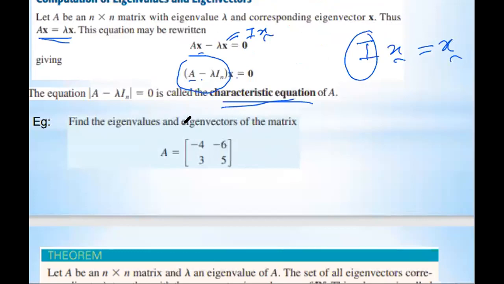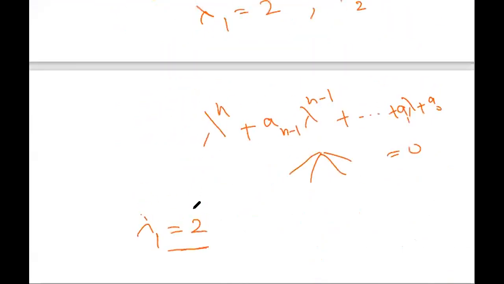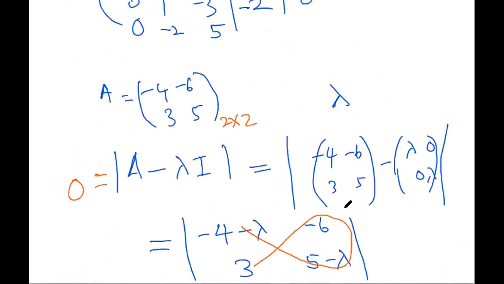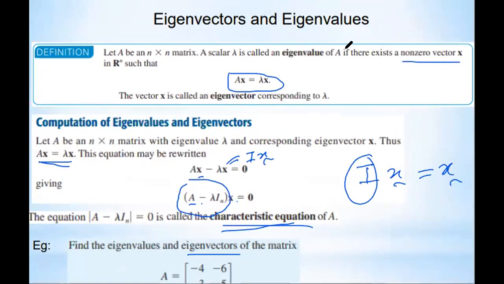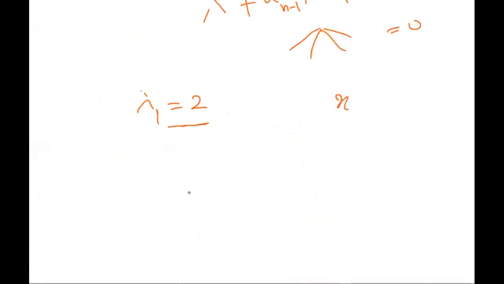Let's find the corresponding eigenvectors. So for this eigenvalue, lambda 1, let's consider one of the eigenvalues. Let's find the corresponding eigenvector. So how do you find that? We know that we had to find, where's the definition? We had to find a non-zero vector x such that Ax is equal to lambda x. Let's consider a non-zero vector, right?